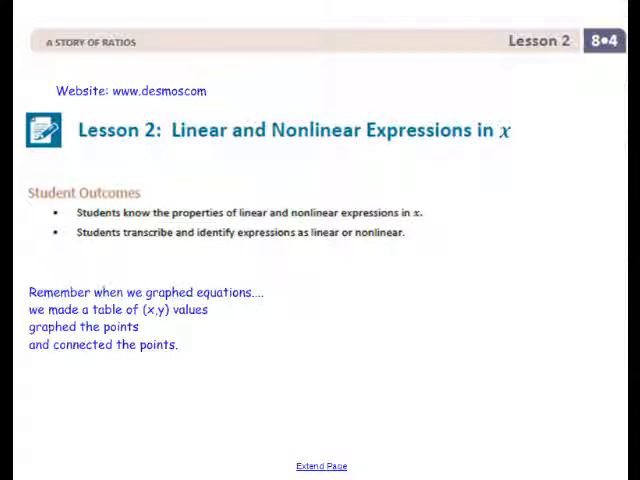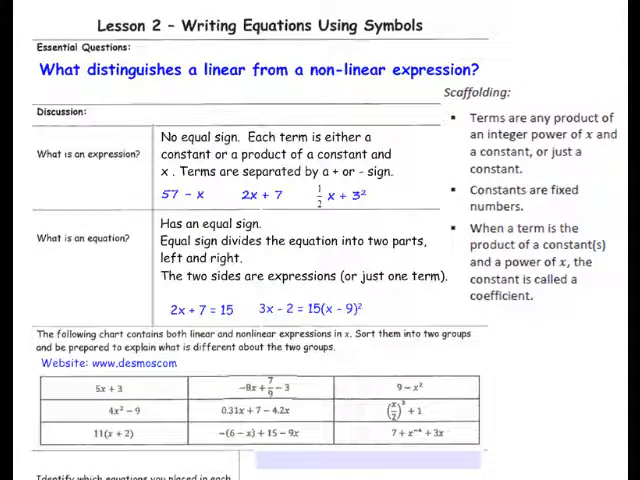Remember when we graphed equations, we made a table of XY values, we graphed the points, and we connected the points. In Lesson 2, we will be answering the essential question, what distinguishes a linear from a nonlinear expression?